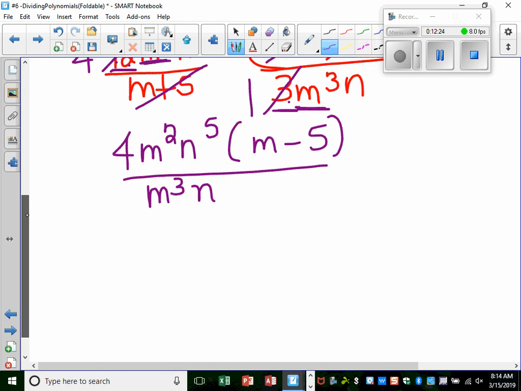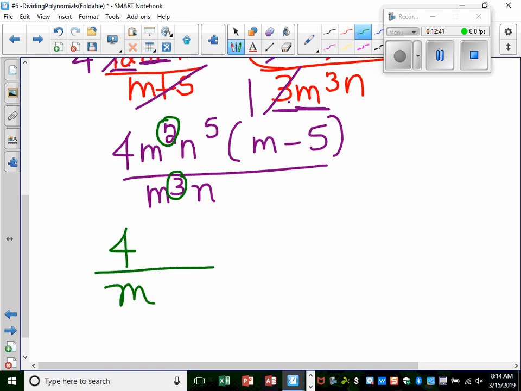Okay. So that makes it a little bit easier for us to subtract the m's and subtract the n's. All right, so now I'm going to keep the 4 where it is. I'm going to take care of these. I'm going to say 2 minus 3 is -1, so it needs to go in the bottom. Okay, then I'm going to subtract my n's. 5 minus 1 will give me 4. And then I'm going to just write down the other part of that, which was the binomial.